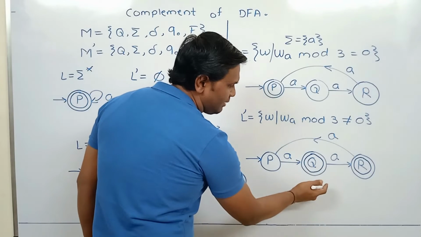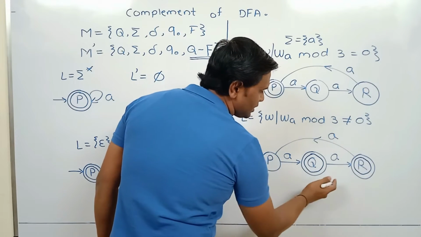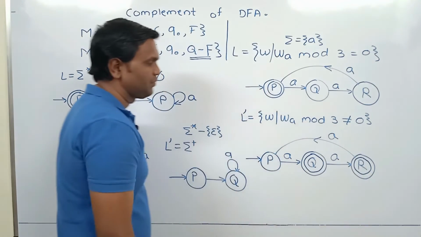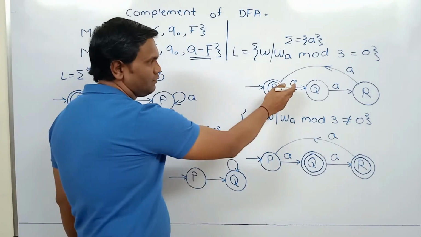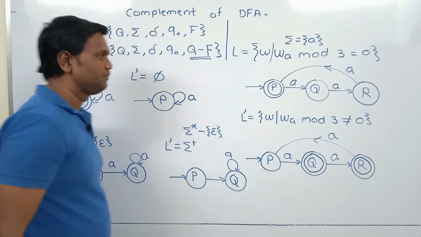For Q, the number of A's mod 3 is 1. For R, the number of A's mod 3 is 2, and they are final states. So this DFA is the complement of this DFA. So we get the DFA for L complement.